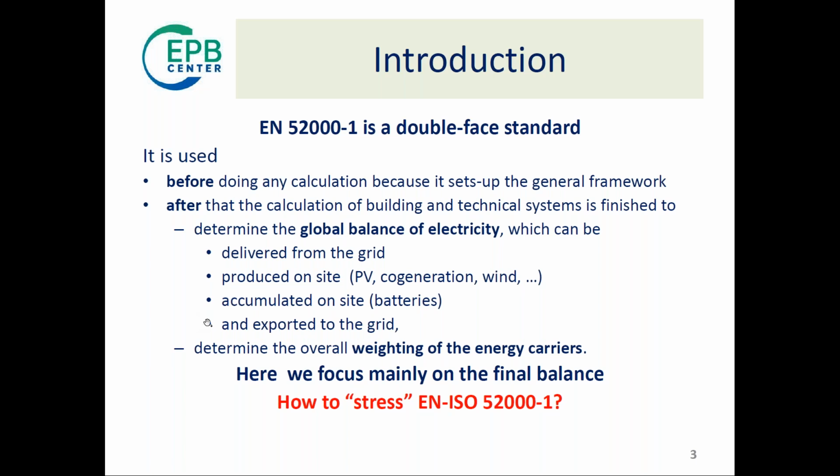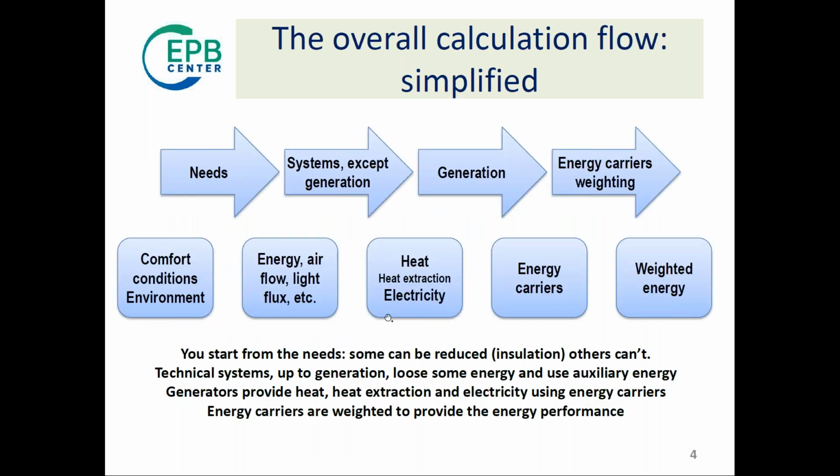And then, once you know all the energy flows, you determine the overall weighting of the energy carriers. And here we focus on the final balance. So how to test this module alone? Of course, you need to take into account that the calculation starts from, let's say, the comfort condition, the environment. This determines, together with your building, some needs. And the needs, typically, it's an energy, but sometimes it's also something else. The needs for ventilation is an airflow or an air volume or a light flux and so on. And then you will have a result, systems except generation, and we will see.